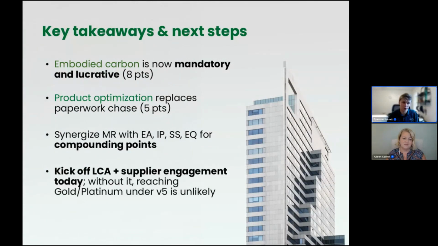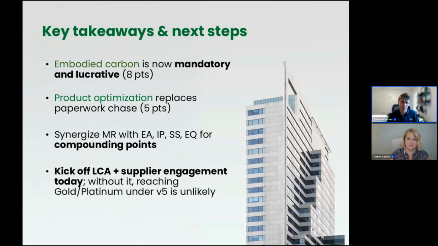And then the product optimization updates replaces a lot of the paperwork. So V5 is more focused on the actual impact rather than just having a document that says the impact. V5 is looking more at explaining and providing your thought process as to how you reduce the embodied carbon impact using those EPDs or other documentation. The third is that you can combine a lot of these credits together to really design efficiently, but also reduce the environmental impacts kind of in one fell swoop.